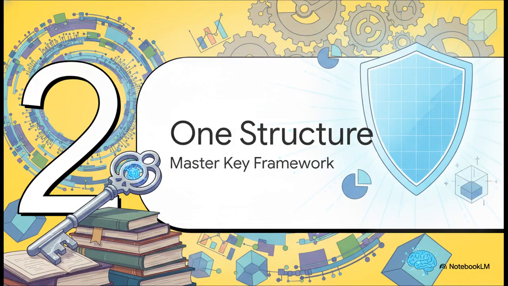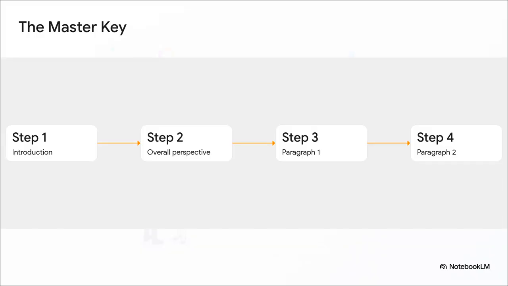Which brings us to Section 2, one structure for all. So here it is, the master key. It's a universal 4-part structure that you can apply to literally any data visual thrown your way. Step 1 is your introduction, just simply state what the visual is showing. Step 2 is the overall perspective, the big picture. Step 3 is paragraph 1 of your main body, and step 4 is paragraph 2.